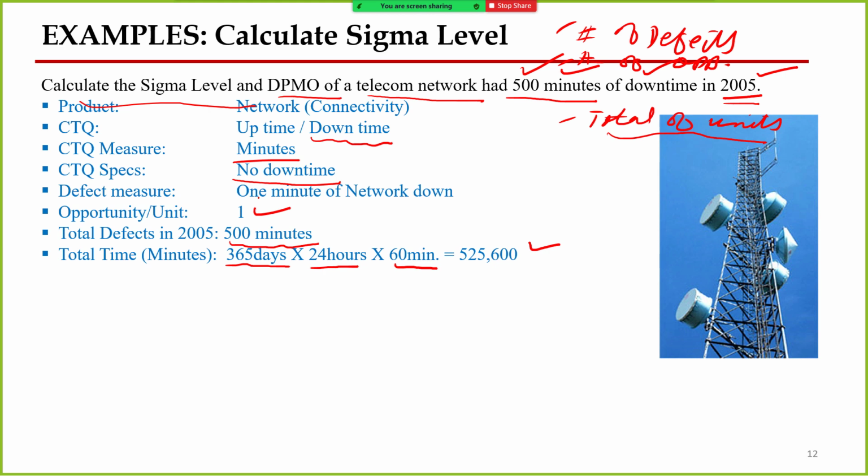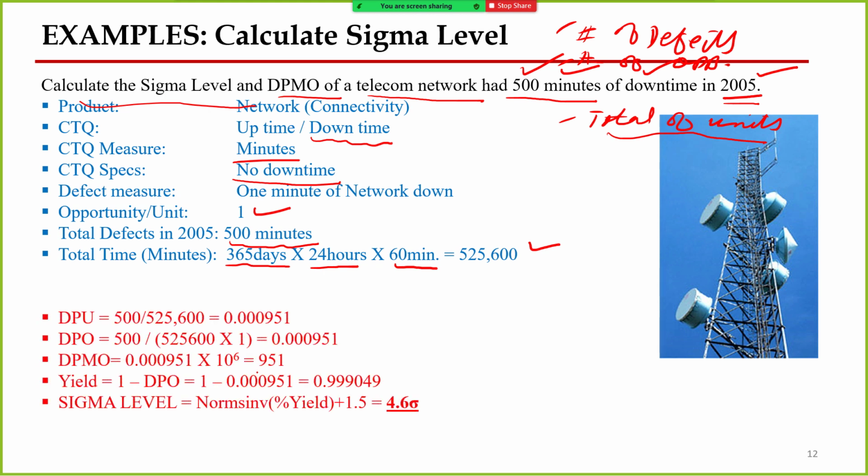Whether you are picking the opportunity in this particular example as seconds or minutes or whatever unit you want, based on this data, the number of defects was 500, the total number of units was this one, and the opportunity is one. So we are calculating the rest of the things, and you can even put it into the Excel sheet and get the answers for all of these.